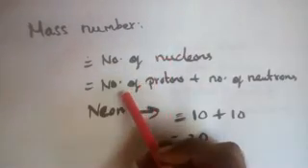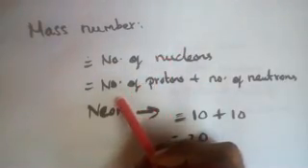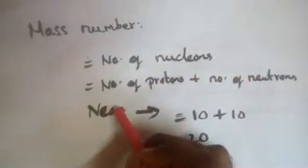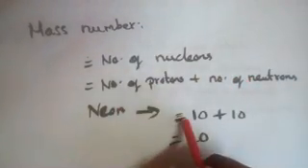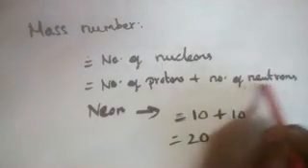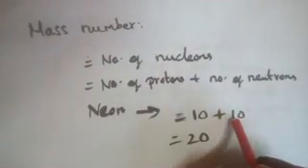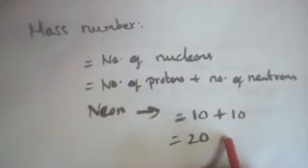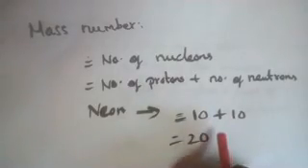Now let us have an example. What is the mass number of neon? The mass number formula is number of protons plus number of neutrons. Neon's atomic number is 10. Therefore the number of protons is also 10, and neon's number of neutrons is also 10. So 10 plus 10, 20. That's all. Simply 20. It is not 20 U or 20 kg, just 20.